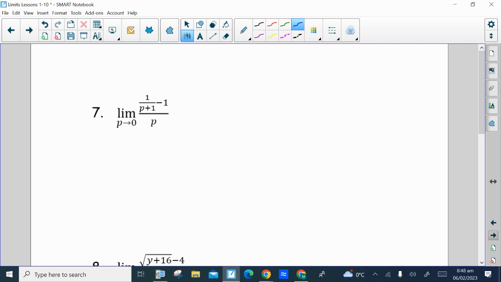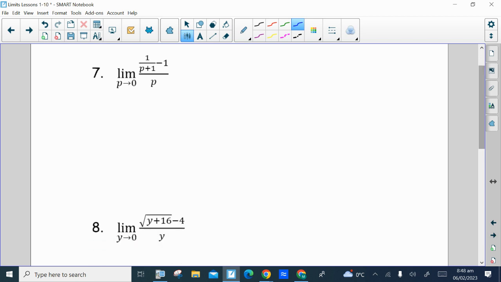Number 7, 0 is a non-permissive value for p. But I would first start by getting rid of the denominator in the numerator by multiplying all the terms by the common denominator from the numerator, which would just be p plus 1. And the whole point of doing that is that those p plus 1s cancel there.